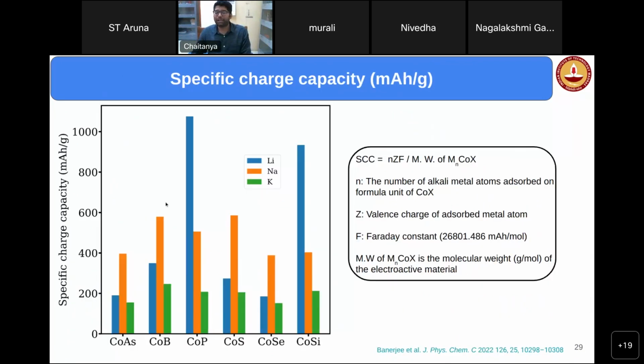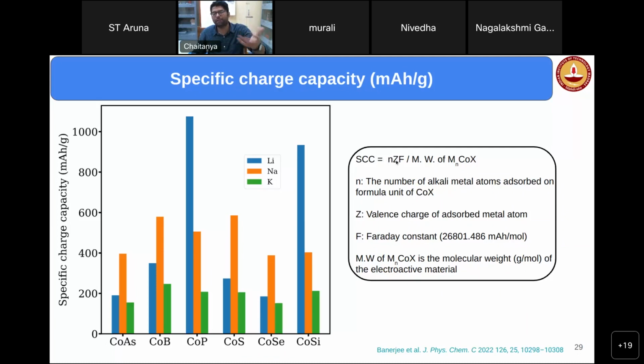Next, after calculating this, we also wanted to calculate the specific charge capacity, which tells us how much charge per gram you can store on these materials. The formula for calculating this is this, where n is the number of alkali metal atoms adsorbed onto the formula unit. If you remember, for the case of lithium, cobalt phosphide is the one that adsorbed about 5 lithium layers. For that reason, you can see the specific capacity is very high, because the specific charge capacity is directly proportional to the number of atoms.